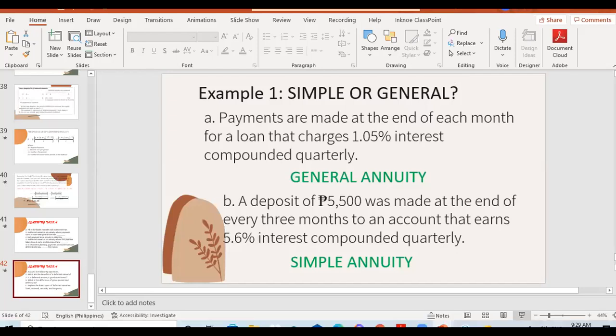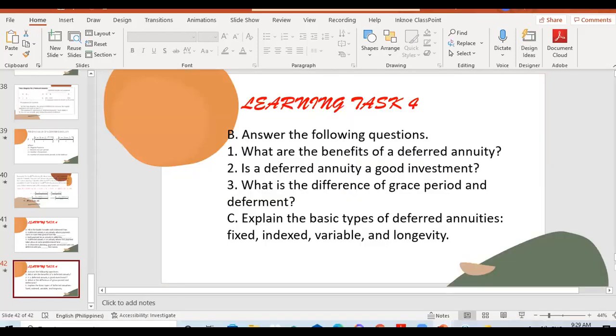Wala na. Stop share muna ako kasi bago yung PowerPoint na for the second one. Yeah. For week 4, familiar kayo sa stocks?